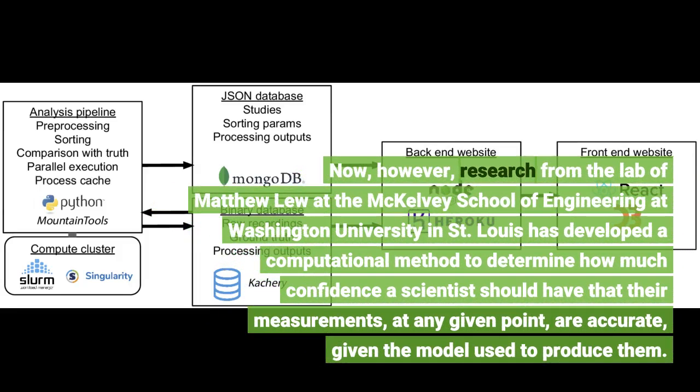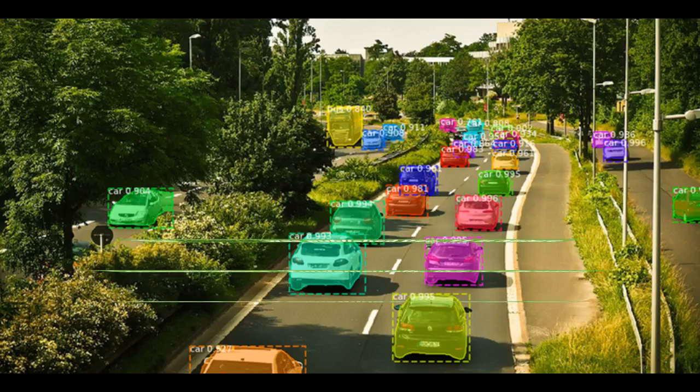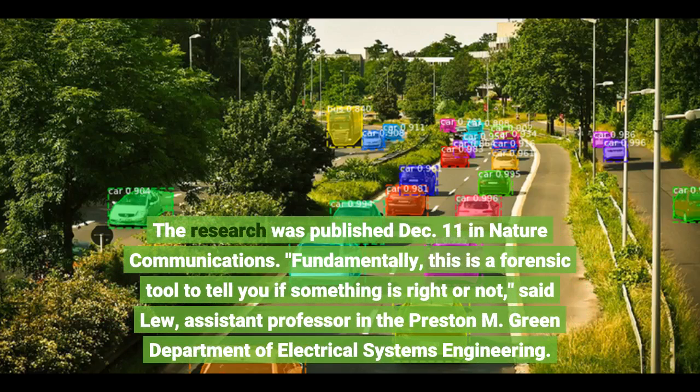Now, however, research from the lab of Matthew Lew at the McKelvey School of Engineering at Washington University in St. Louis has developed a computational method to determine how much confidence a scientist should have that their measurements, at any given point, are accurate, given the model used. The research was published December 11 in Nature Communications.